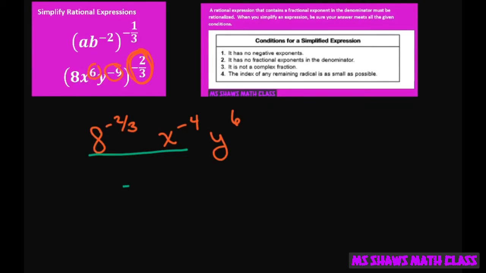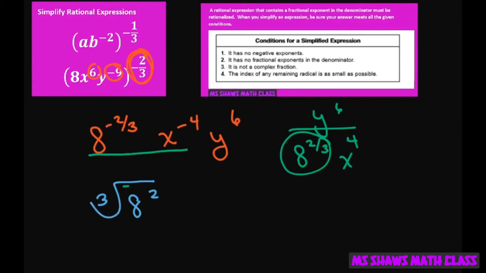So we're going to get y to the 6th. And then we have 8 to the 2/3, x to the 4th. Now, x to the 4th is fine because it's not a radical. Let's see what we can do with 8 to the 2/3. 8 to the 2/3 is cube root of 8 squared.